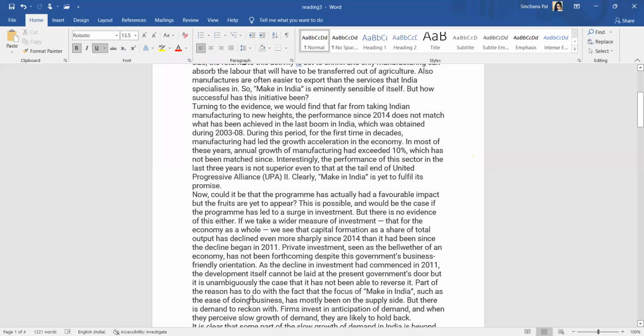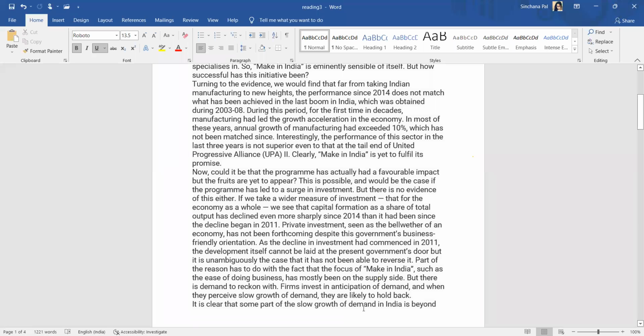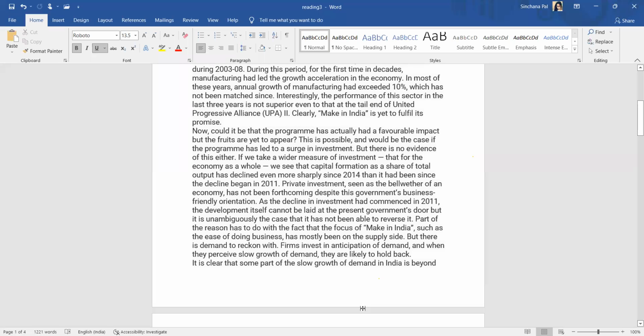So part of the reason has to do with the fact that the focus of Make in India, such as the ease of doing business, has mostly been on the supply side. But there is demand to reckon with. Firms invest in anticipation of demand, and when they perceive slow growth of demand, they are likely to hold back.